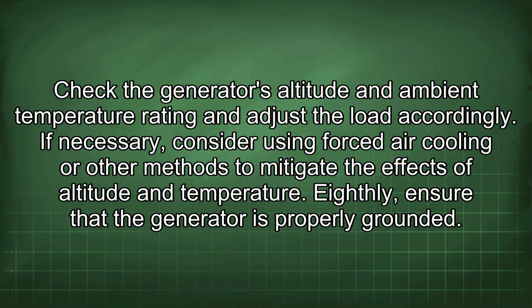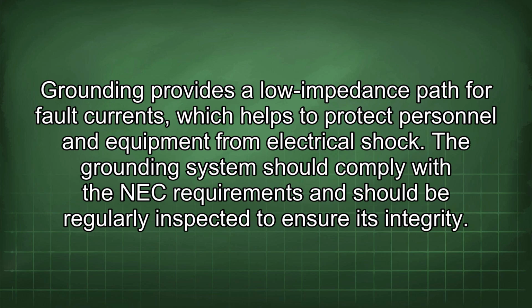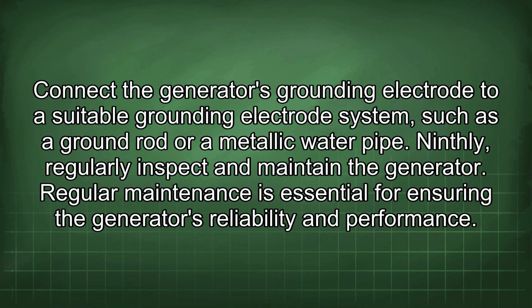Eighthly, ensure that the generator is properly grounded. Grounding provides a low impedance path for fault currents, which helps to protect personnel and equipment from electrical shock. The grounding system should comply with the NEC requirements and should be regularly inspected to ensure its integrity. Connect the generator's grounding electrode to a suitable grounding electrode system, such as a ground rod or a metallic water pipe.